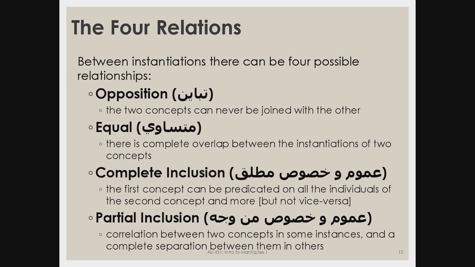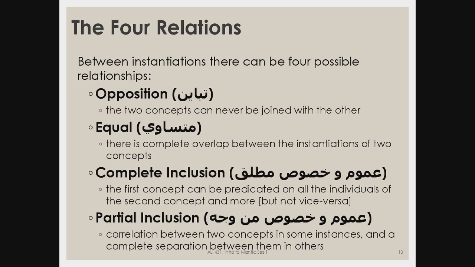So remember we said that the concept is applied on its instance. It's instantiated, basically. Now, the way you instantiate these concepts, there are four possible relationships that you can think of between one or more concepts. Okay, two concepts at least.